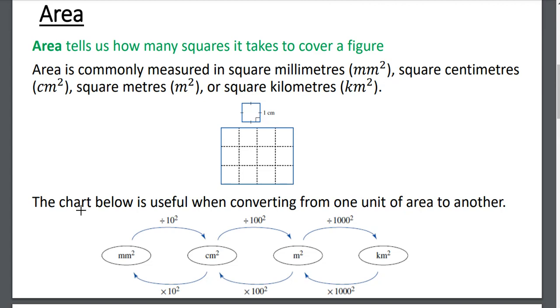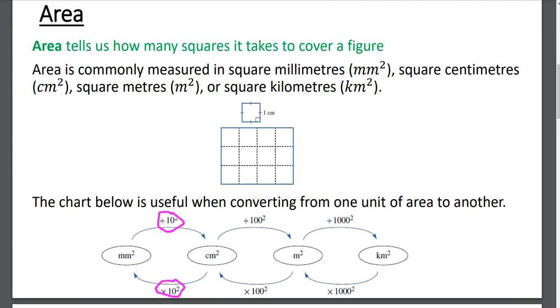Okay? So we have a similar diagram to what you had for length, but for area. And you can see here we can get from millimeters squared to centimeters squared to meters squared to kilometers squared. In any direction, we can go from this direction to this direction, or this direction to this direction. We just need to follow the instructions that are written above or below.